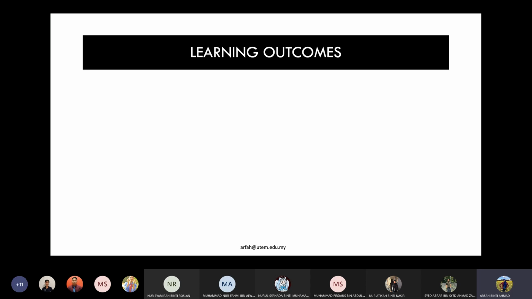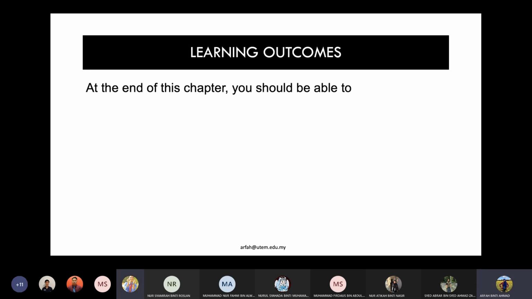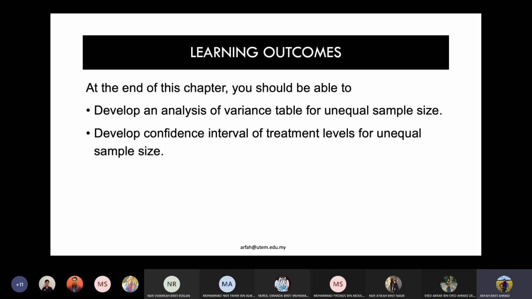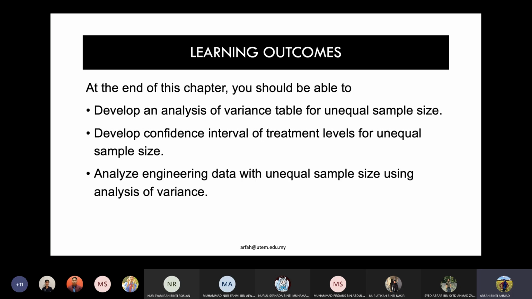Okay, so kita akan continue dengan analysis of variance for unequal sample size. Slide ni semua nampak? Nampak, okay. So at the end of this chapter, you should be able to develop an analysis of variance table for unequal sample size, develop confidence interval of treatment level for unequal sample size, and analyze engineering data with unequal sample size using analysis of variance.